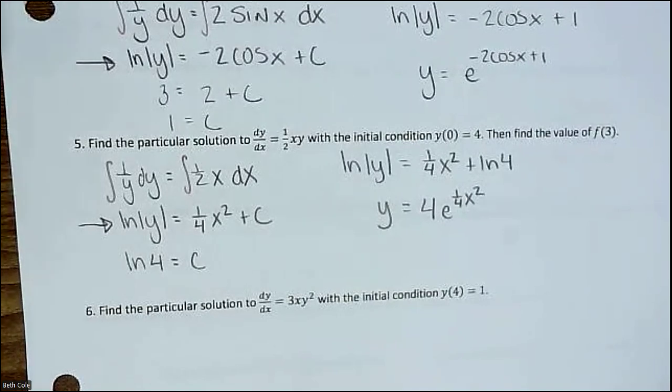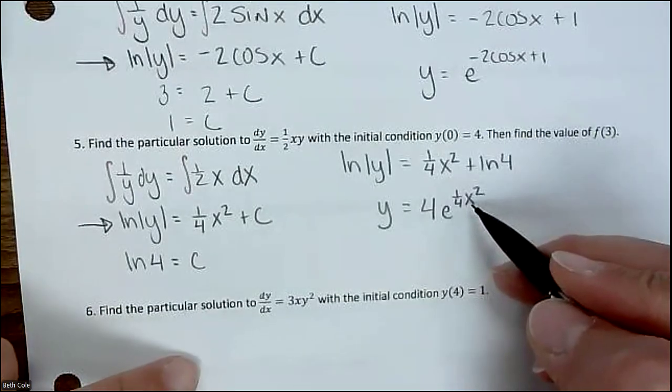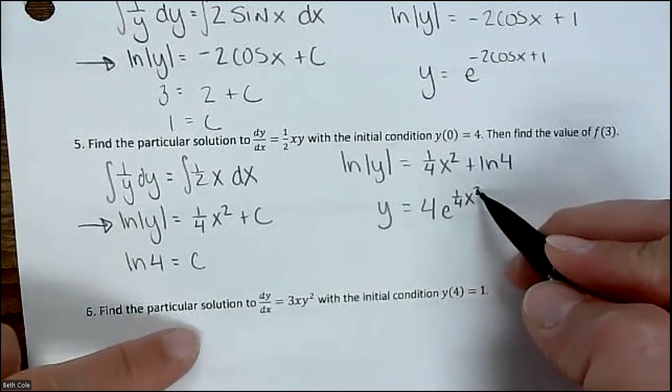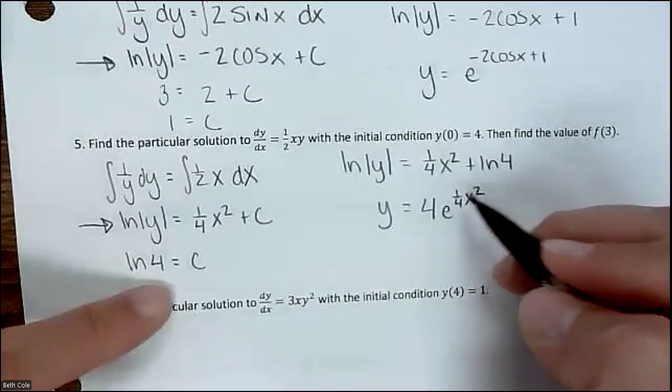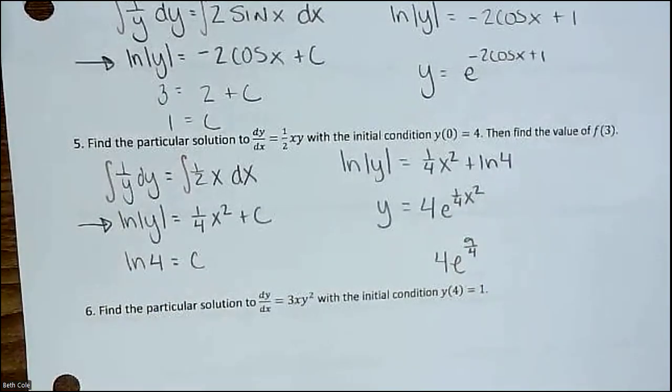Now, this one has one more step. You don't get to just stop there. It says, then find what? F of 3. So you're going to have to plug 3 into this. So 3 squared, 9, becomes 9/4. So 4e to the 9/4, whatever that is. Some kind of decimal. That's your answer. So there's just one extra step where you had to plug in the 3.